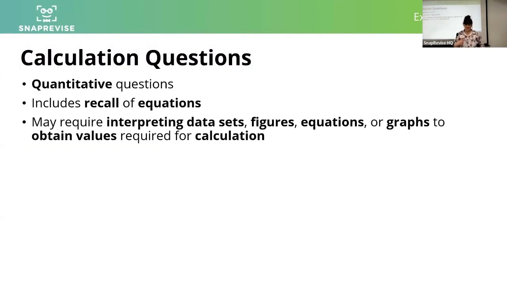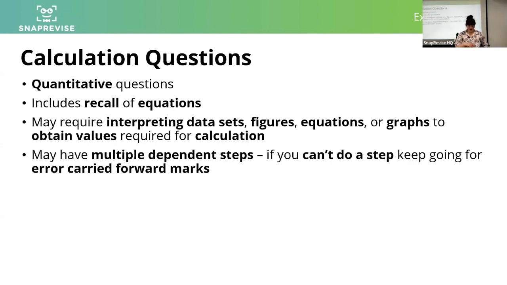It may require interpreting data sets, figures, equations, or graphs to obtain values required for a calculation. And they may have multiple dependent steps, which means if you can't do the first step, you think, I have to be able to work out that number of moles in order to move forwards, but you can't, just make up a number. Just say, assuming the moles are blah, blah, blah, and then use it moving forwards, because you at least get the method marks for the rest of the question, even if you didn't get the mark for working out the moles correctly. So if you can't do a step, keep going and get the error carried forward marks. Often you can get most of the marks, even if you make an error at the beginning.